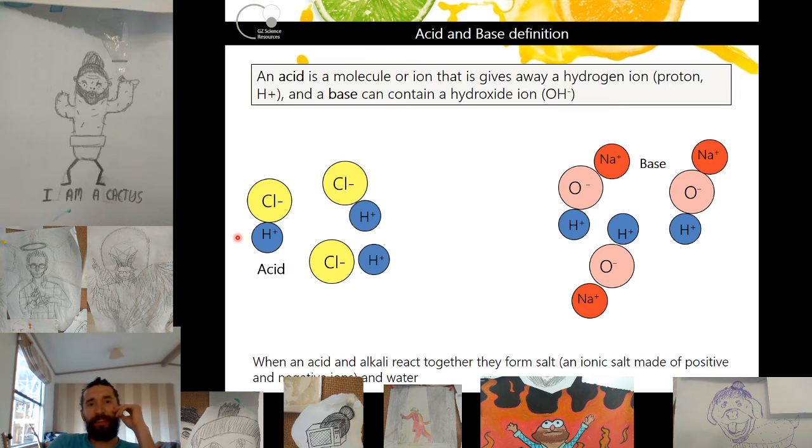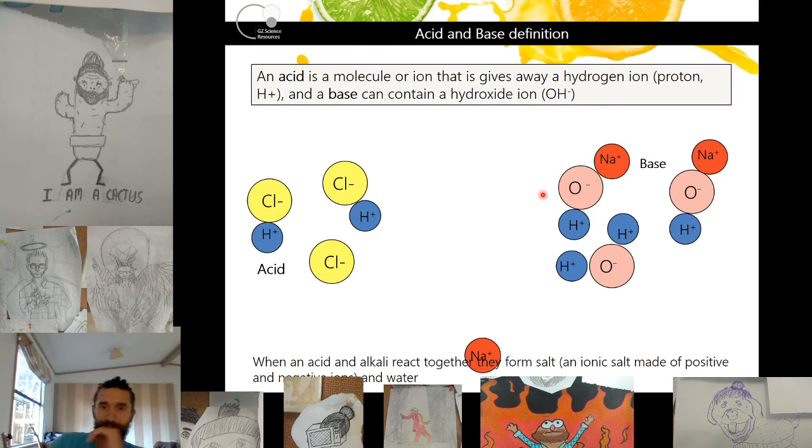So here we go. An acid on the left is a molecule that gives away a hydrogen ion. Here are my hydrogen ions. And a base can contain a hydroxide ion. I've got an O and an H, OH. Now, when an acid reacts with a base, what happens is this H reacts with this OH. H plus OH equals water.